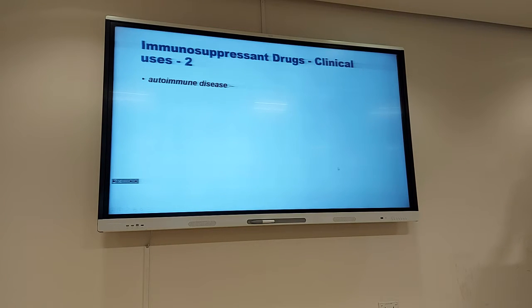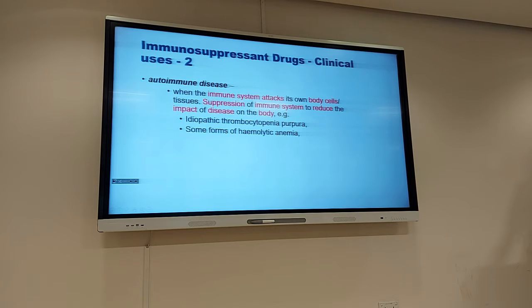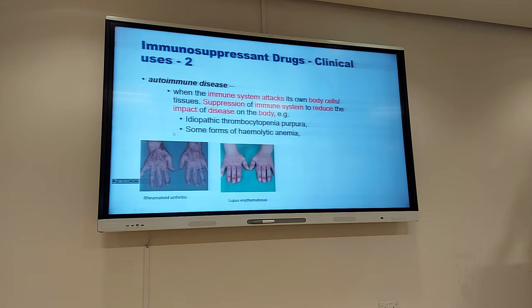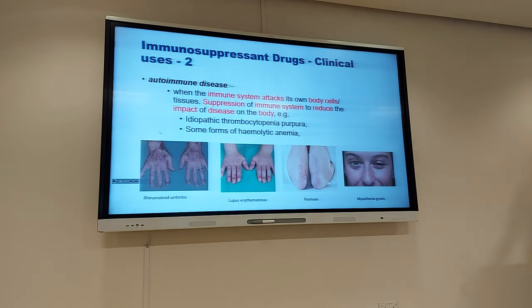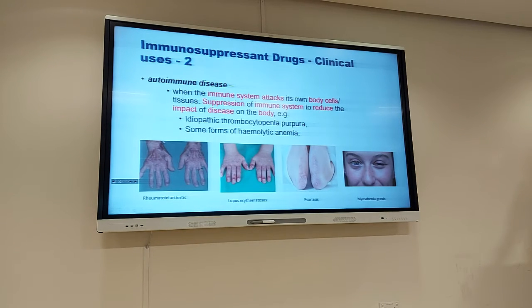There's another role that immunosuppressants are used for, which is autoimmune disease. Autoimmune disease is the opposite. Here, the immune system attacks itself, and as a result, we try to suppress the immune system to reduce the impact of the disease on the body. These could be thrombocytopenic purpura, hemolytic anemia, lupus, rheumatoid arthritis, psoriasis, myasthenia gravis.